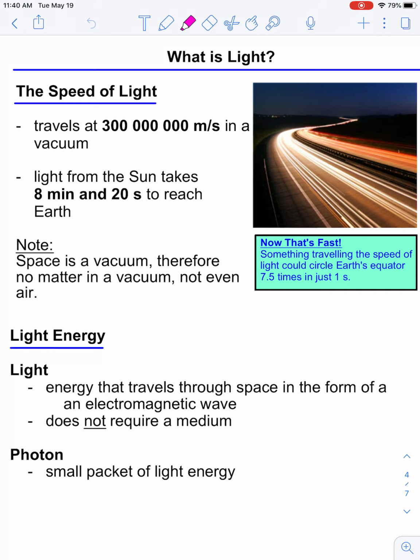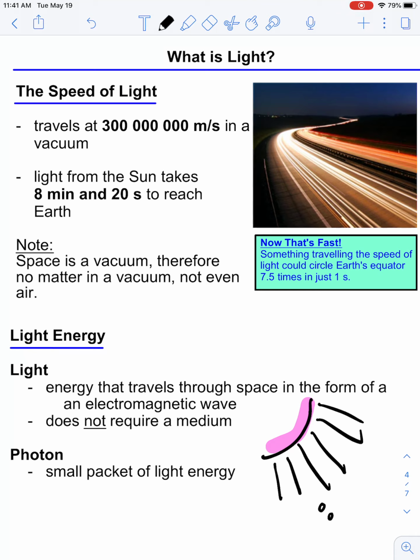Light has dual properties, which makes it quite interesting, especially when you get into senior level physics. But light can travel as a wave or as a photon. Photons are small little packets of light energy. We call them discrete quanta. So coming down from the sun, you can picture them as little discrete packets of energy that bombard us.